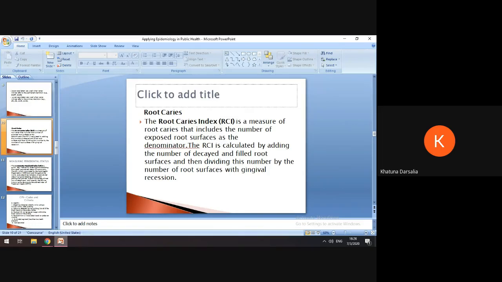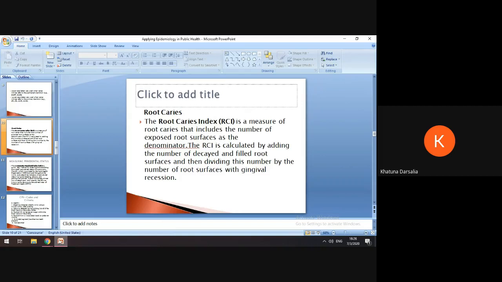This is the 6 maxillary anterior teeth. The central incisors, lateral incisors, and canines are examined to determine if the child has untreated decay, a filling, or a tooth missing because of caries. If any of the 6 maxillary anterior teeth have caries experience, the child is classified as having early childhood caries.